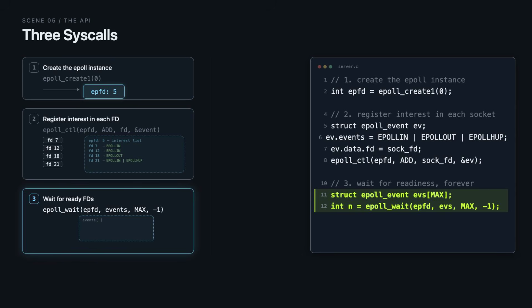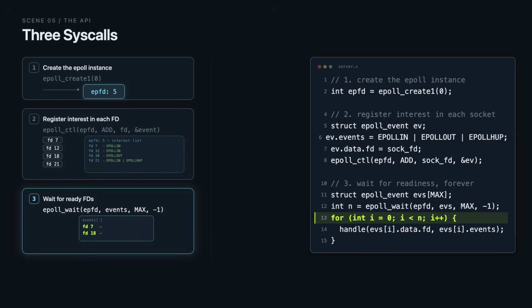Third, epoll_wait. This is the one your loop calls over and over. It blocks until at least one of your registered file descriptors is ready, and then hands you back an array describing exactly which ones became ready and what kind of event happened on each. That's it. Create the box, register interest, wait for notifications, 3 calls. That's the whole user-facing API.